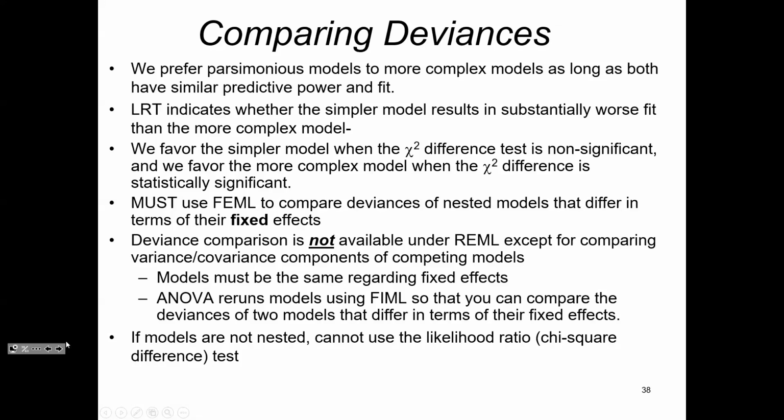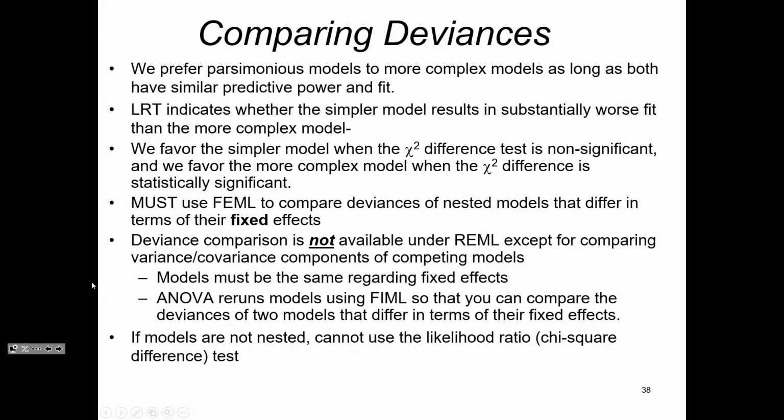It's not a problem. But if the two models also have differences in their fixed effects, which means you added or eliminated a variable at level 1 or level 2, so you've got more or fewer fixed effects parameters, then you need to use the deviances that you get under FIML. And if the models are not nested, then you can't use this chi-square difference test at all. Then you need to use something like AIC, BIC. We'll talk more about that next week.